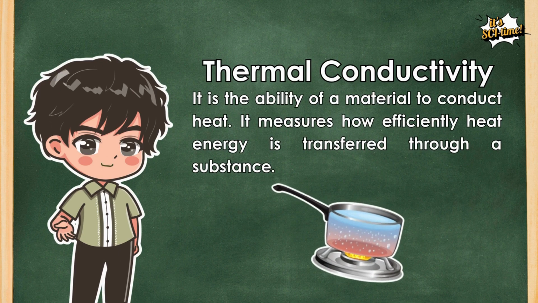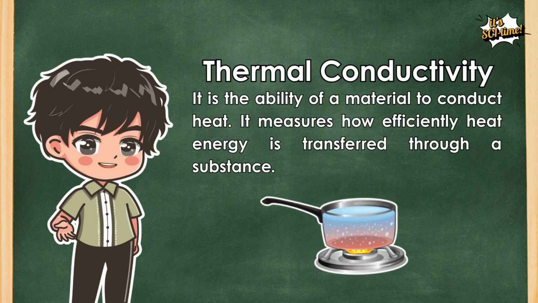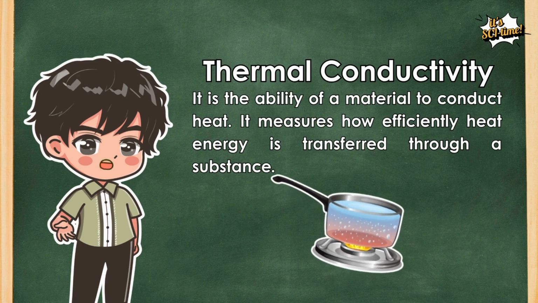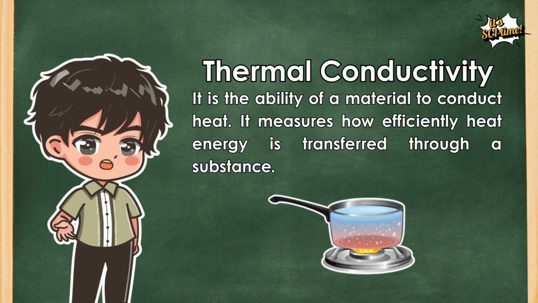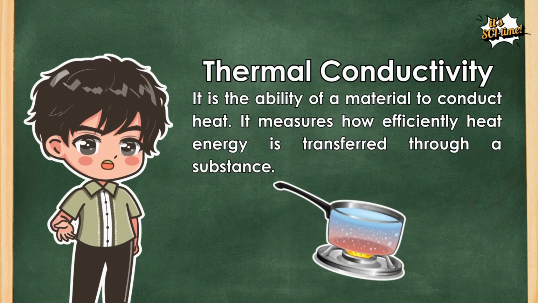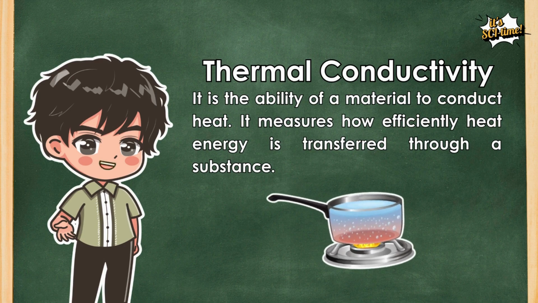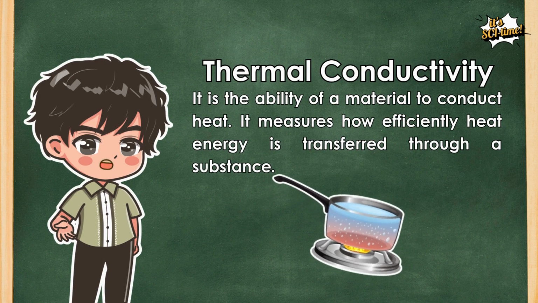The property of ionic and covalent substances that we are going to investigate in this video is thermal conductivity, which is the ability of a material to conduct heat. It measures how efficiently heat energy is transferred through a substance.